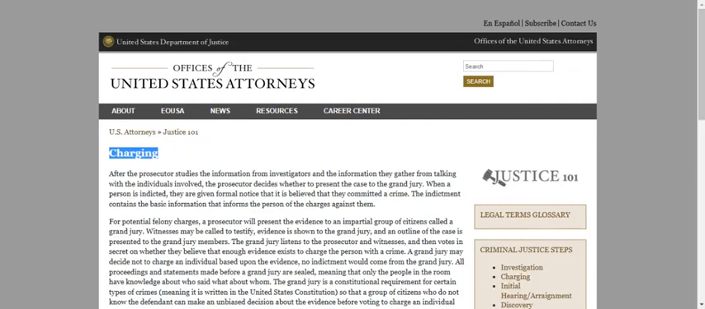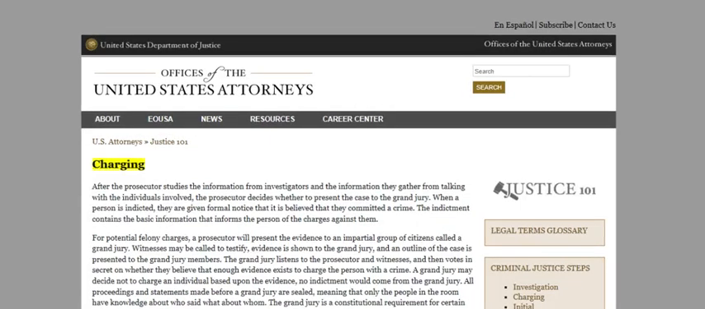So after the investigation, and these are the steps of the trial, then they come with the charges. They let you know what they're going to charge you with. And that's usually at the arraignment or the initial hearing. Charging.